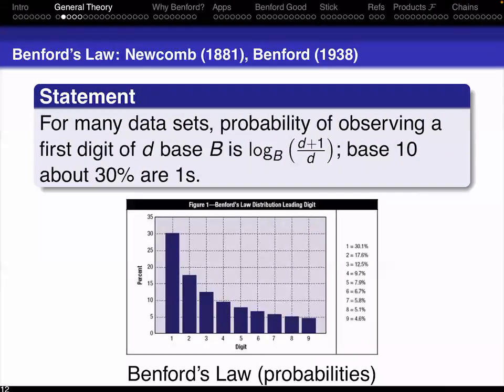All right, so for many data sets, the probability of observing a first digit of d base b is the log base b of (d+1)/d. So base 10, that means about 30% of the time, you're going to start off with the first digit of 1. Do you believe that this is a probability distribution? Yeah, given that I'm lecturing on it, I've probably done the checks. What two things should we check?